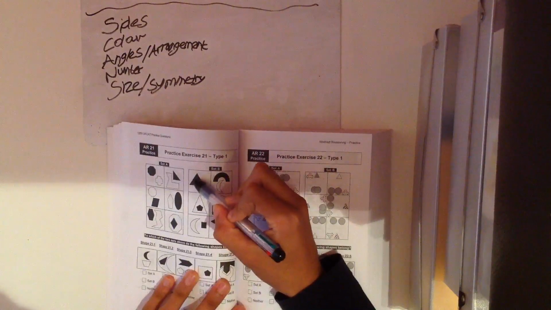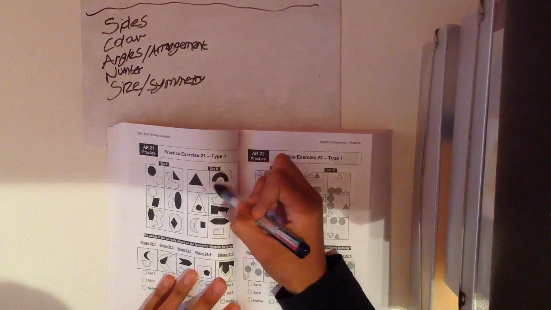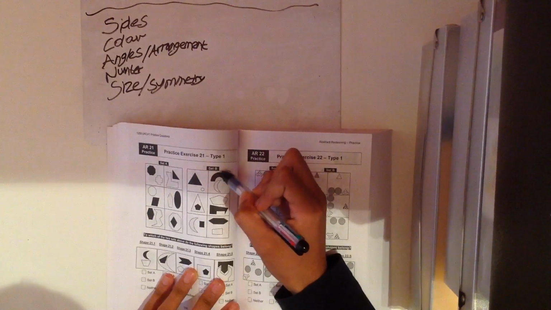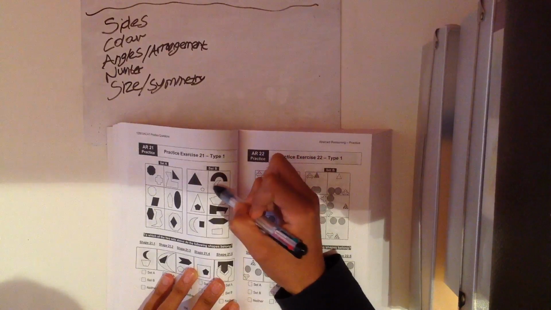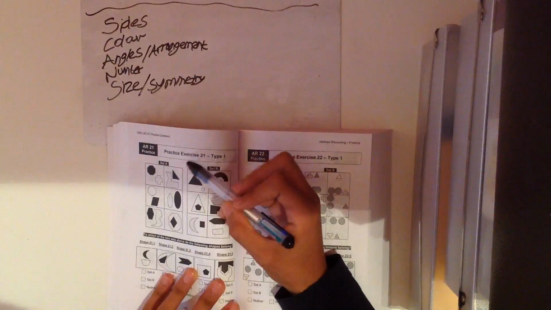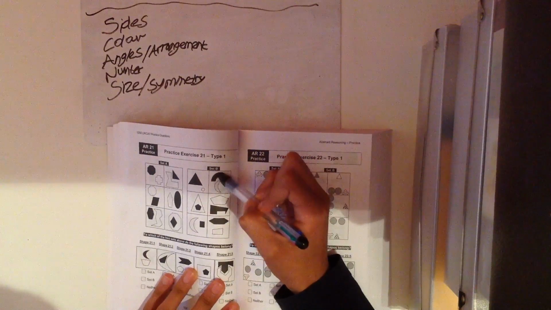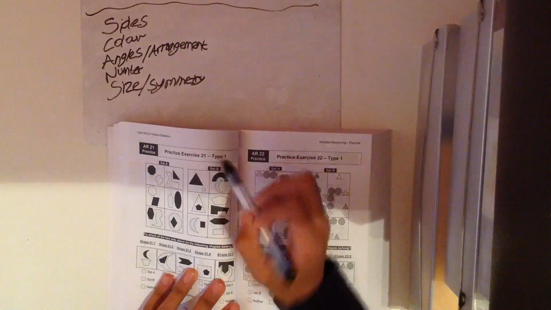So here we can see the black ones have 1, 2, 3, and the circle has 1. Here, 1, 2, 3, 4, and 1, 2, right. So 3 to 1, 4 to 2. So the black ones have 2 more sides than the white ones, from what I'm seeing here. Yeah, same with that.